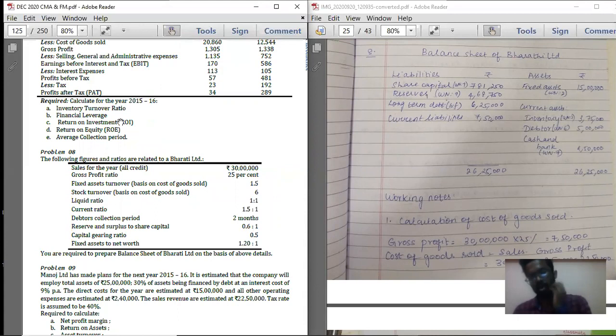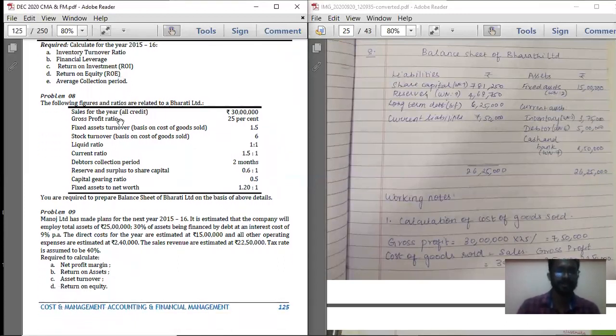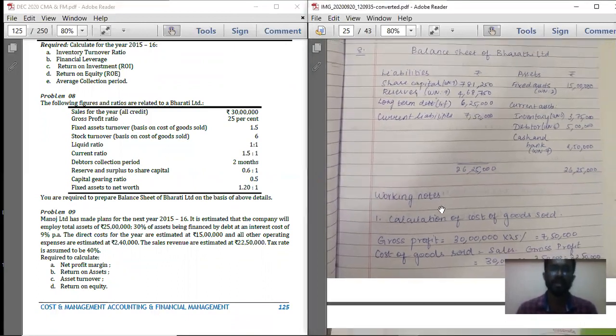Problem number 8 is also preparation of balance sheet. Same method, but here they have given other items of liabilities, that is reserves and surplus, all those things. I don't think you can solve it on your own, so we'll finish that also. Problem number 8. First, we'll read the question.